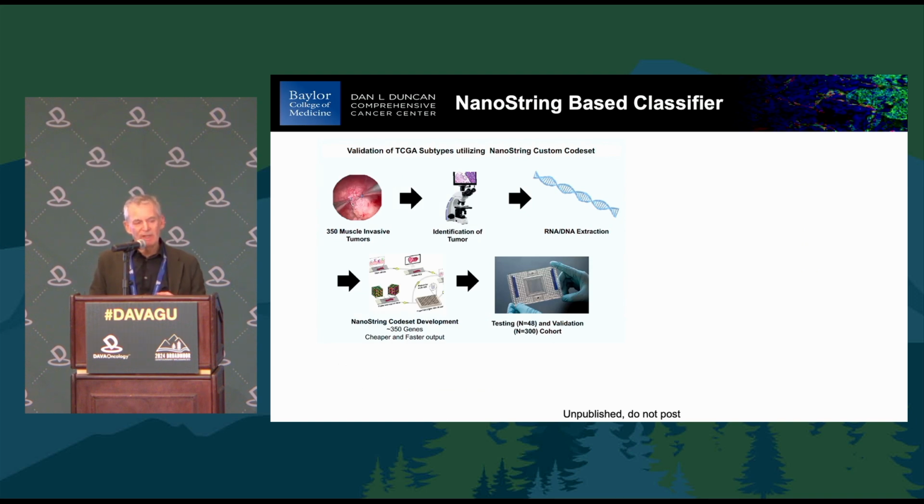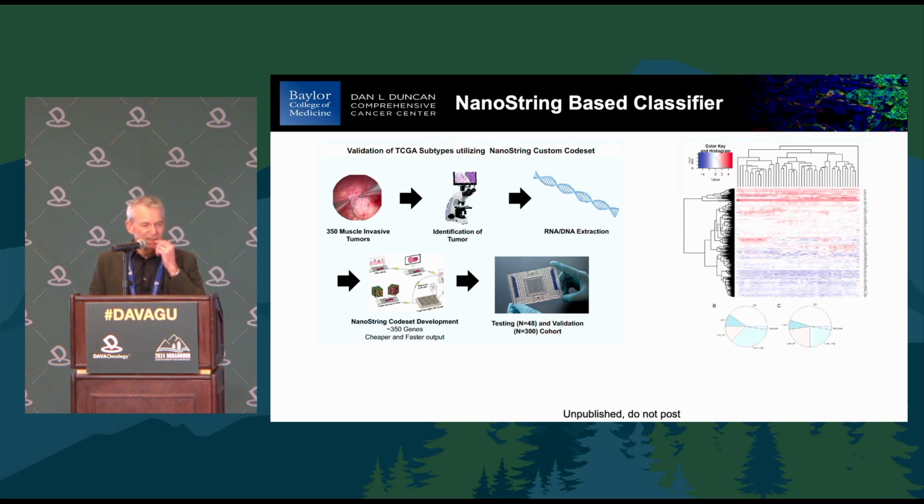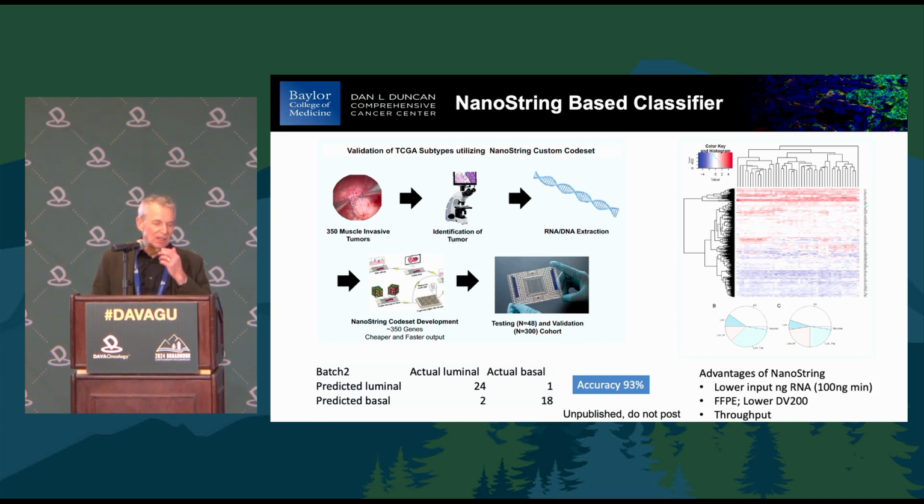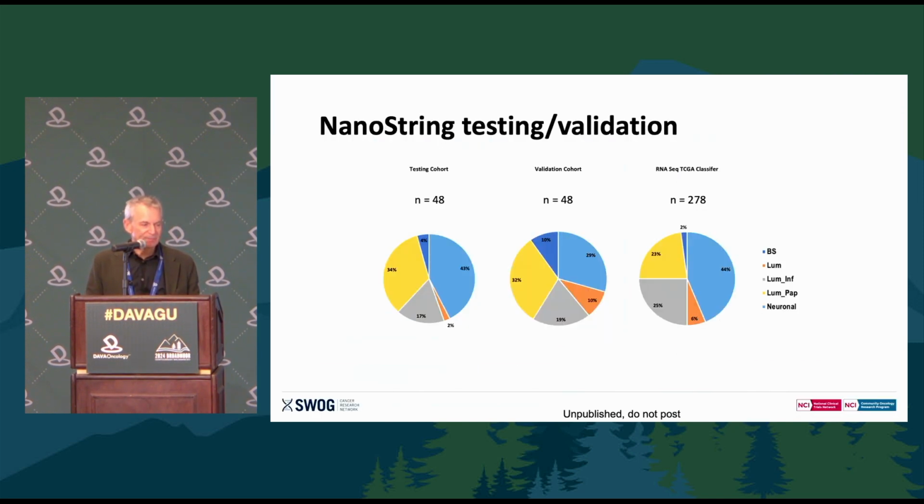So we were very interested now for a long time to develop a simple high throughput way of doing subtyping, I think for obvious reasons. And so I think most people in this audience are familiar with NanoString. This is the heat map of the first 48 samples that we ran. Reproducibility, I should say, just with a binary stratification of basal versus luminal with a very high accuracy. And those are the advantages down below. I'll come back to that at the end.